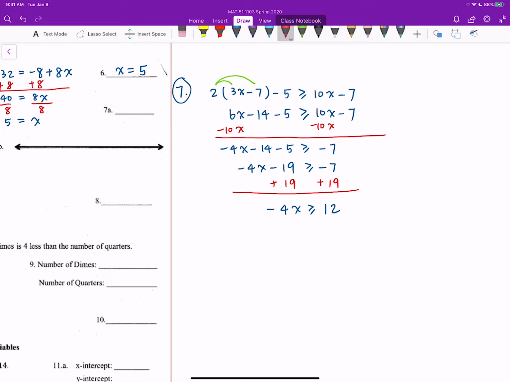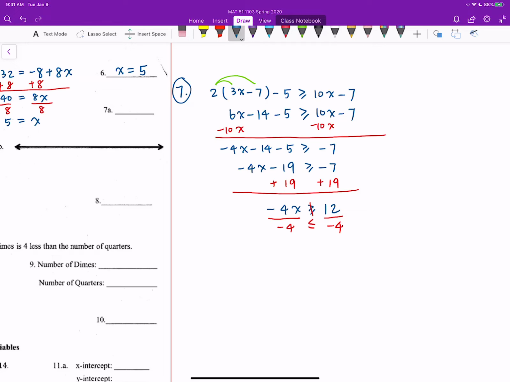Next step, we're going to divide both sides by the coefficient of x, just like how we solve equations. However, there's one thing that you need to do. Because we're trying to solve an inequality and we divide both sides by a negative number, you have to reverse the inequality symbol, change the direction from greater than or equal to less than or equal to. Very important.